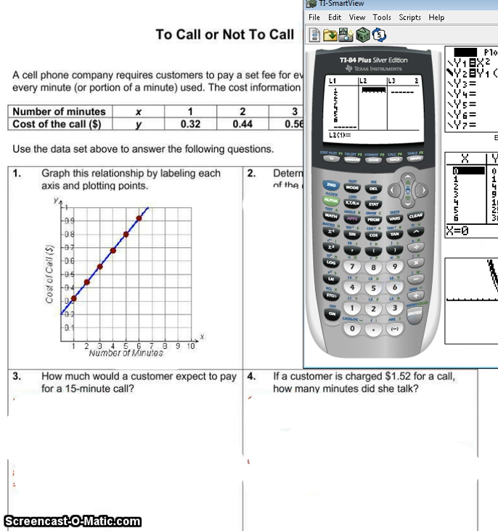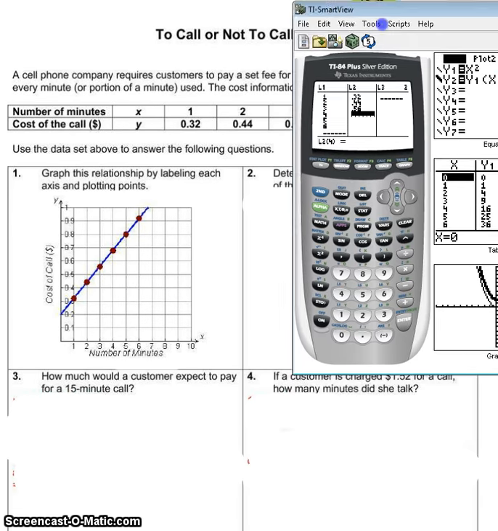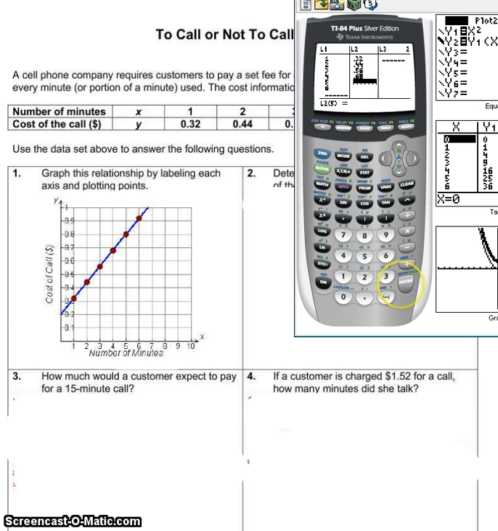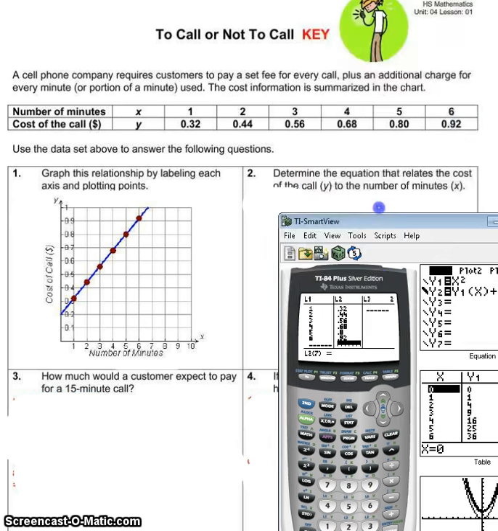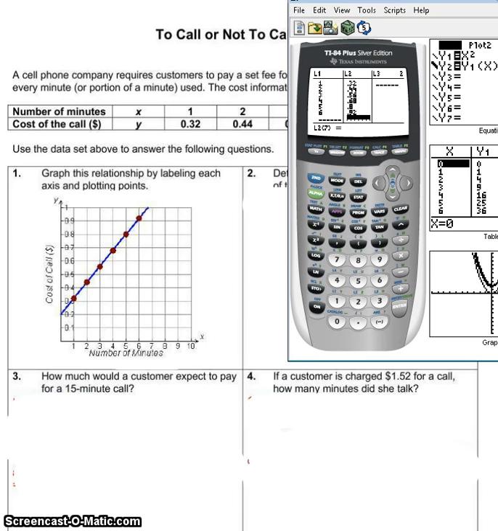Then I'm going to plug in my other values, which is 0.32, 0.44, 0.56, and then I have 0.68, 0.80, then I believe 0.92. I'll look at that to verify that that is correct. Yes. So because I know you have a linear equation, what am I going to do? I'm going to hit Stat, go over to Calculate, go down to 4 for linear regression, and then I have my equation.